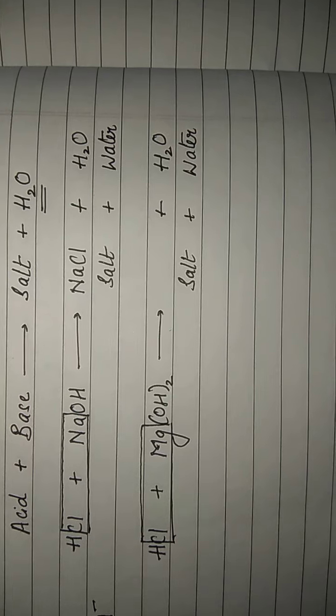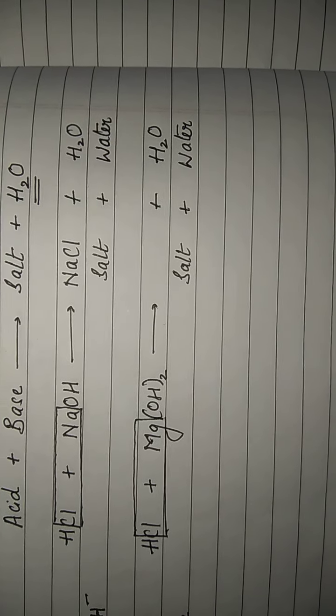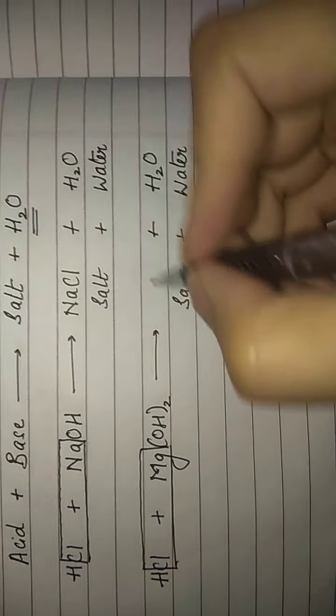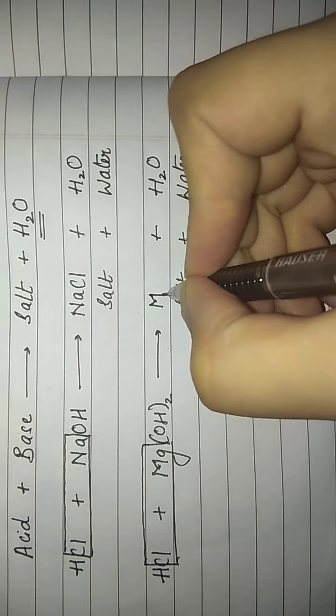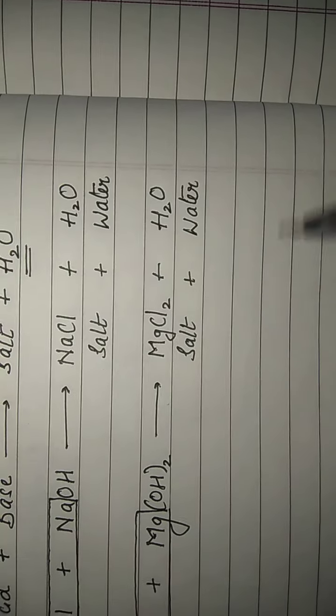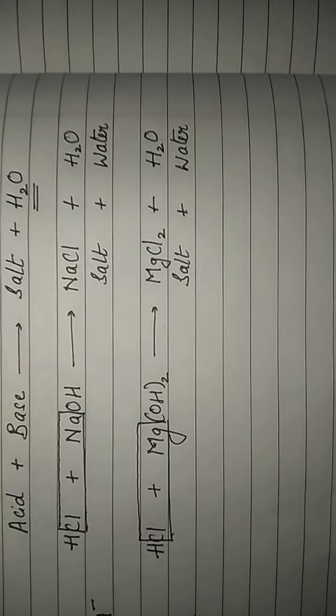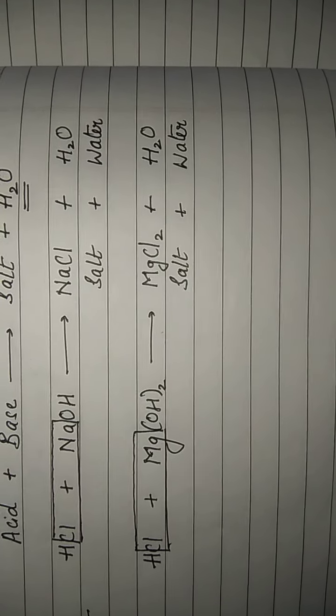Now you know that the formula of magnesium chloride is not MgCl. Again it will be found by using the crisscross method. So the formula of magnesium chloride that you get is MgCl2. Fine. Now let us see. So this is the salt in this equation. Now let us see whether this equation is balanced or not.